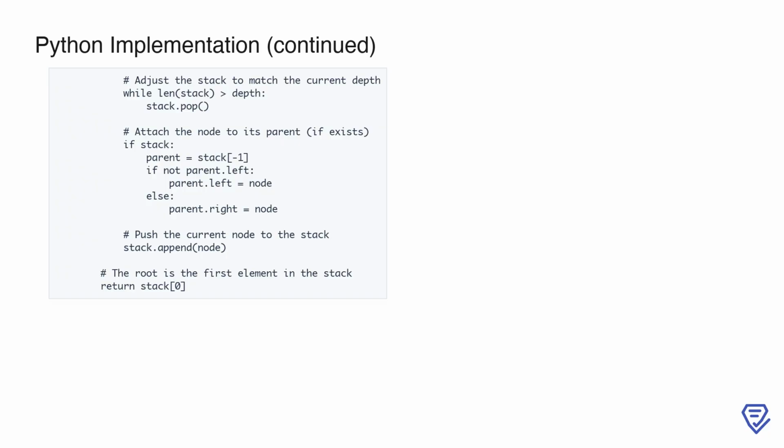If the stack is not empty, it means the current node has a parent. We check if the parent's left child is empty. If it is, we assign the current node as the left child. Otherwise, we assign it as the right child. Finally, we push the current node onto the stack to track it as we continue building the tree. Once the traversal string is fully processed, the root of the tree will be the first element in the stack, which we then return as the result.